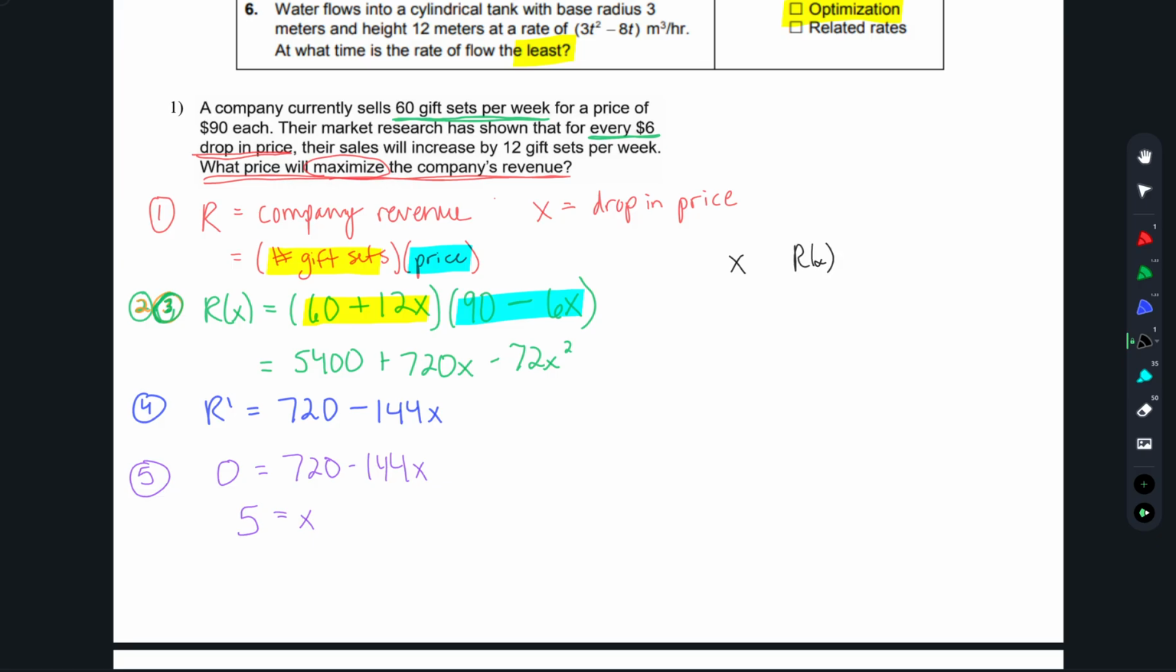So we do the revenue, because remember this is the price. I could have 0 drops in price, so I want to figure out what my revenue is. That'd be 60 times 90, right? Because X would be 0.